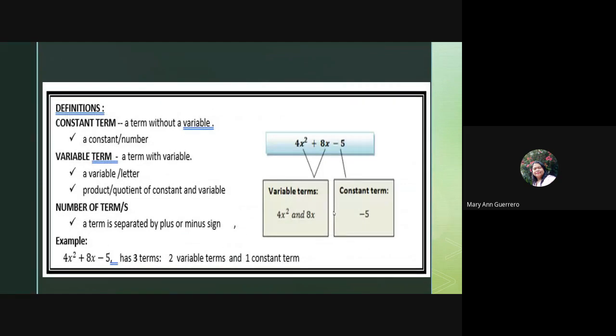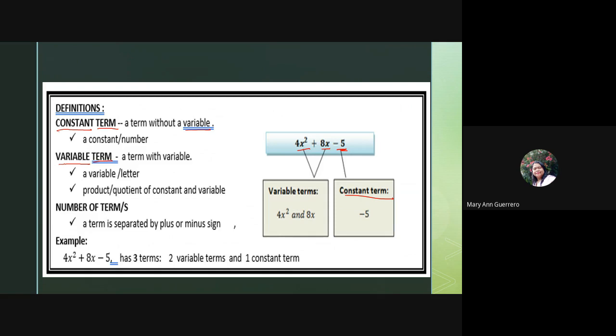Now, let us have what we call constant term. Hindi lang siya basta constant, hindi lang siya basta variable, but it has term. Constant term, variable term. So the constant term is the term without a variable. For example here, we have separator plus and minus, so we have 1, 2, 3 terms. So the constant term here is negative 5. Sasama natin yung minus sign, becomes negative 5.